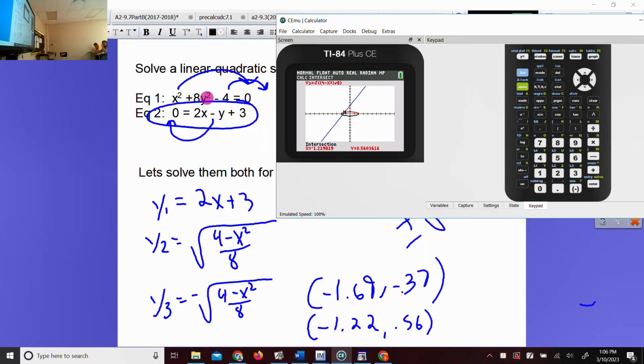That's how you use a graphing calculator. They're not necessarily hard.